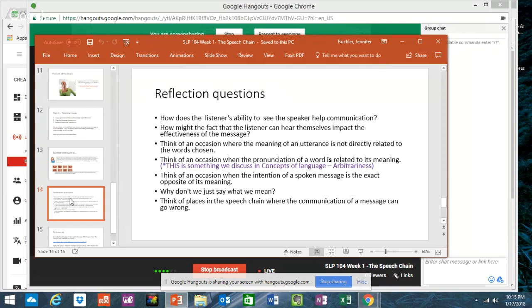So as you think about the speech chain and all of the impacts it has, whether it's working or not working, and issues that can come along the way, take a look at these reflection questions and think about your own experiences with the speech chain and how communication as a whole is impacted by any small disruption to the process.